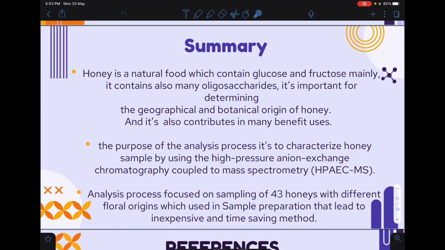The analysis focused on sampling 43 types of honey collected from the Apiarists Association and in the farms of the beekeepers, with different floral origins, which is used in sample preparation that leads to an inexpensive and time-saving method.